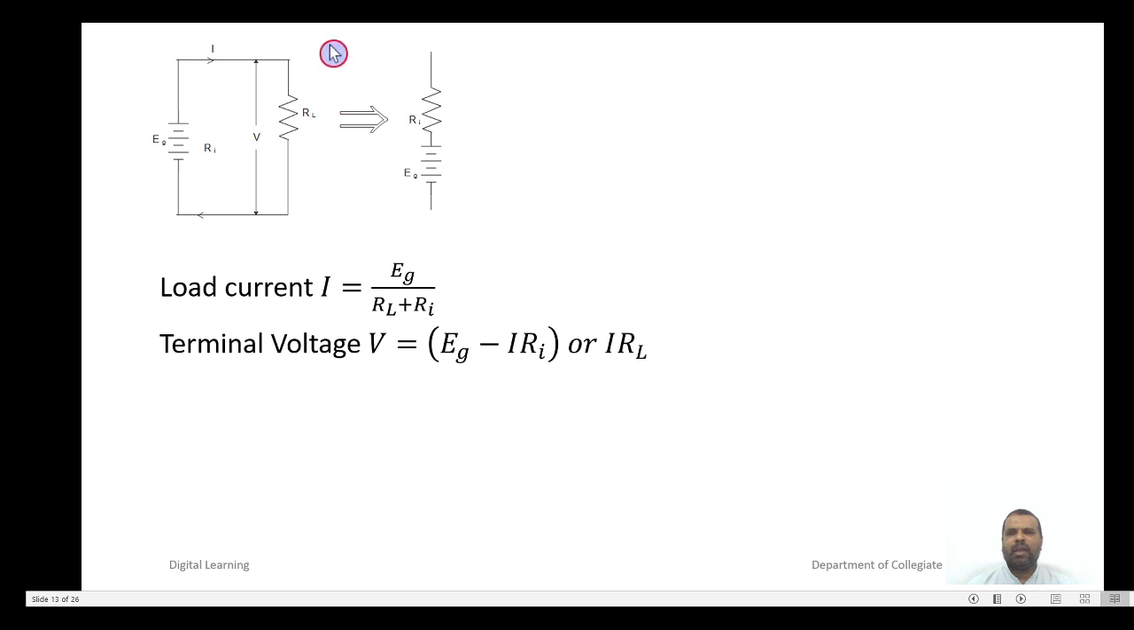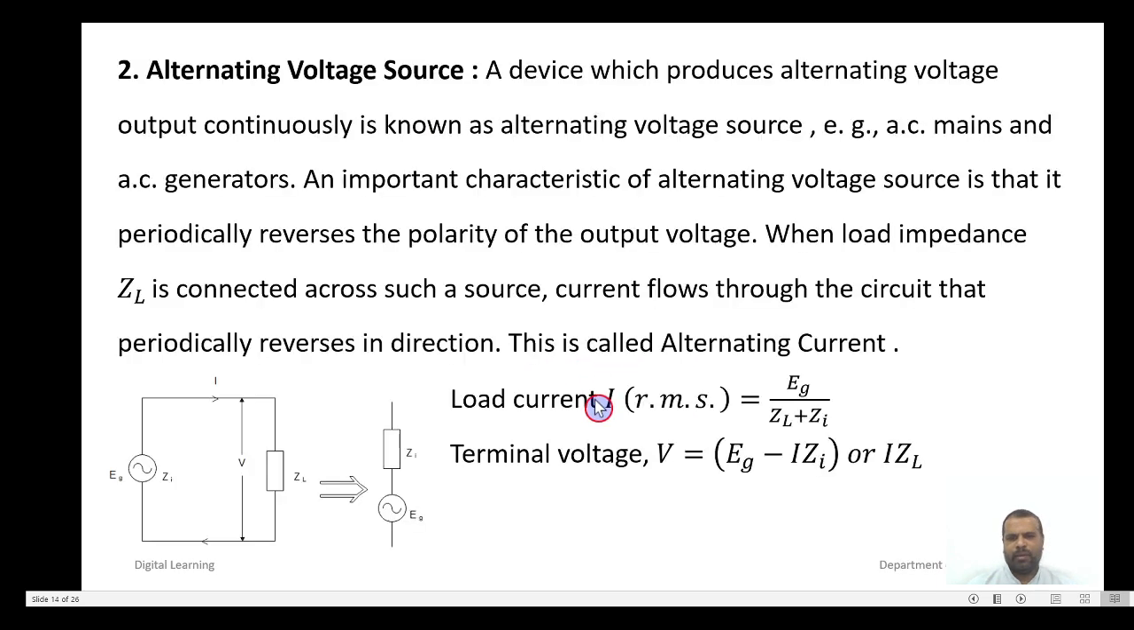The simple circuit of the direct voltage source is as shown in this circuit diagram. It contains a battery Eg and the internal resistance of the EMF is Ri. The current I is moving in the circuit and the load resistance RL. That is, the equivalent circuit is internal resistance and the battery. The load current I is equal to Eg divided by RL plus Ri. Terminal voltage V is equal to Eg minus I Ri, or I into RL.